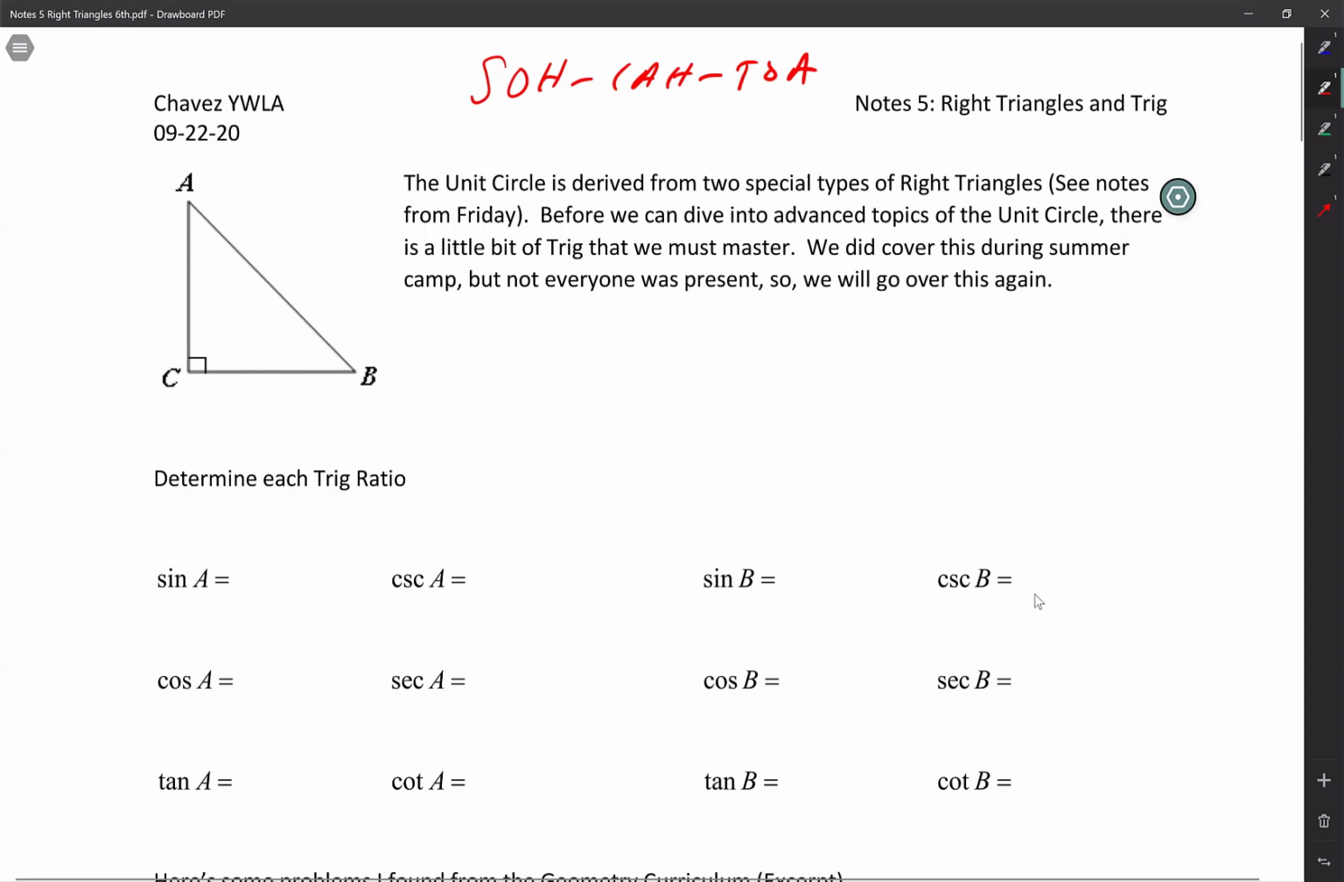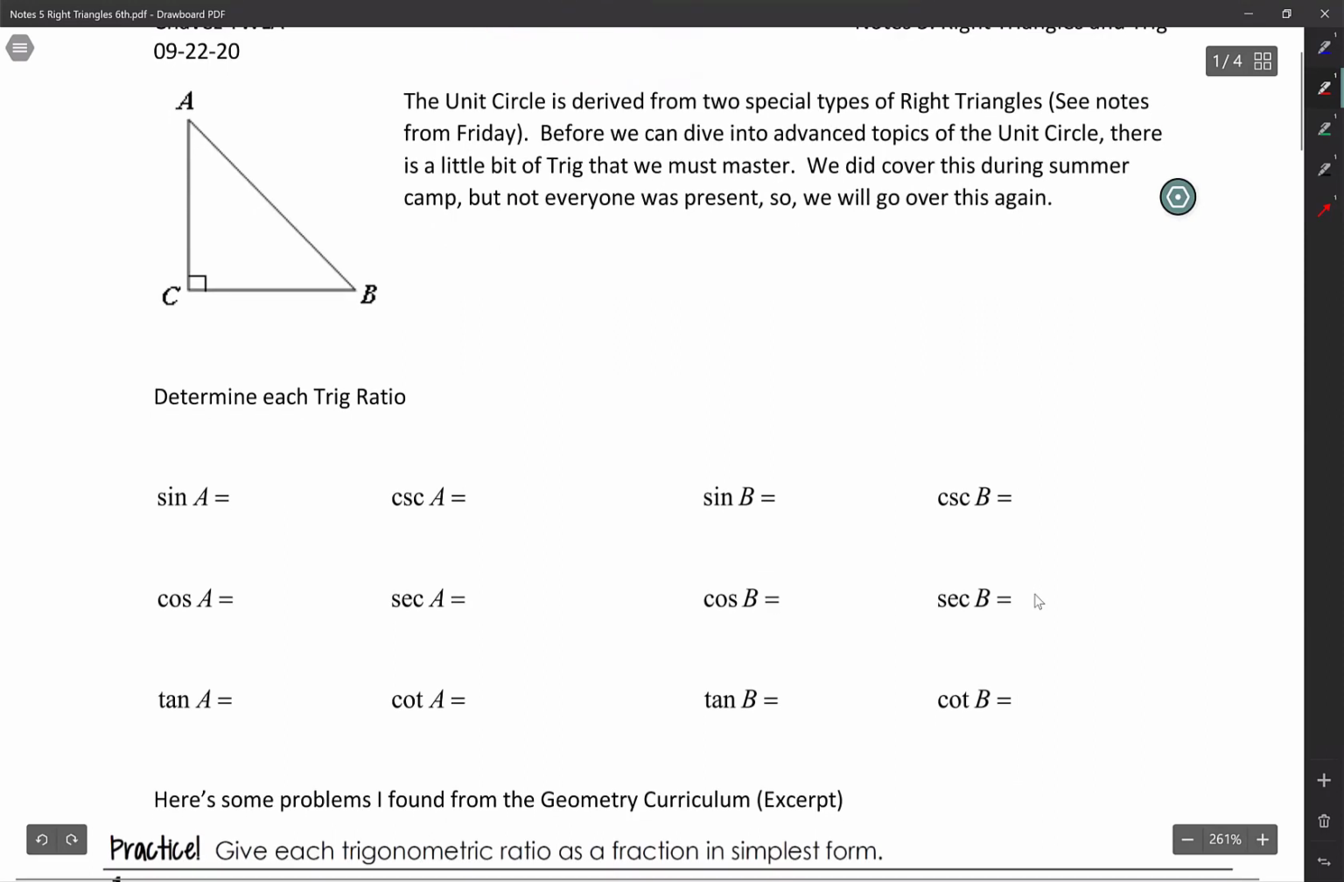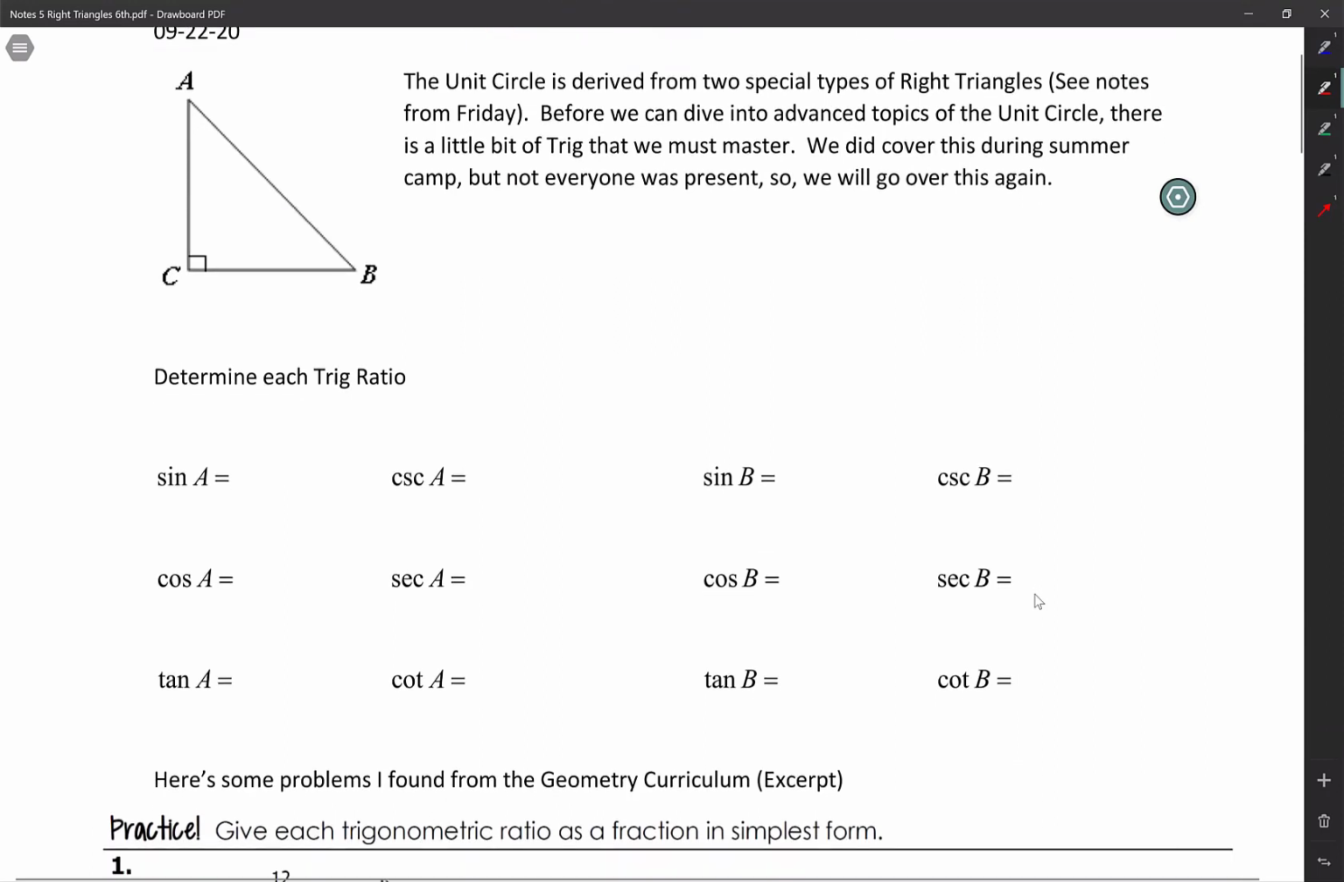So yeah, guys, that's all it is. Pretty basic stuff. So let's go ahead and just get started. Let's go right into it. So I have here sine A. I'm going to label some stuff, guys. I'm going to put this 3, 4, 5, and I think the best way is just to go right into it. Notice that these are ratios, something over something.